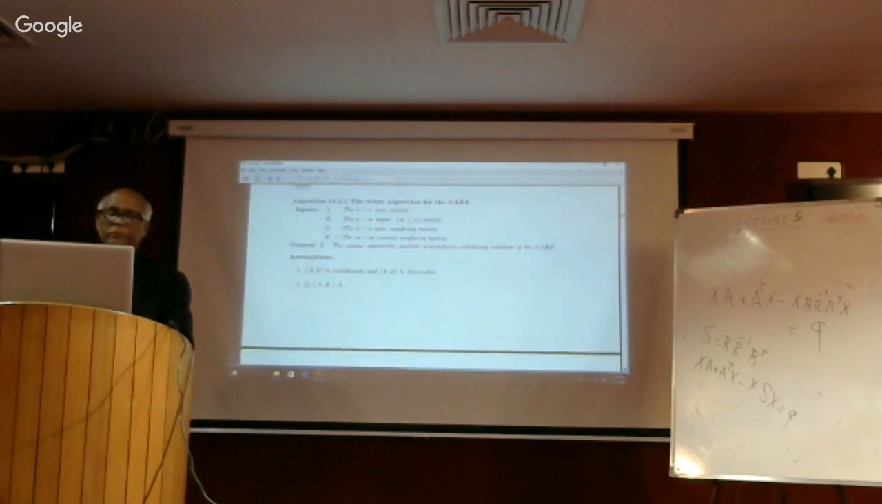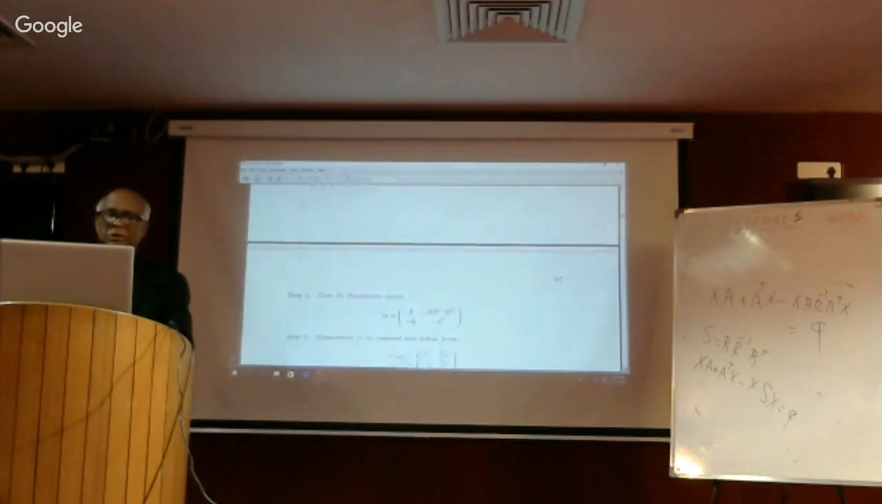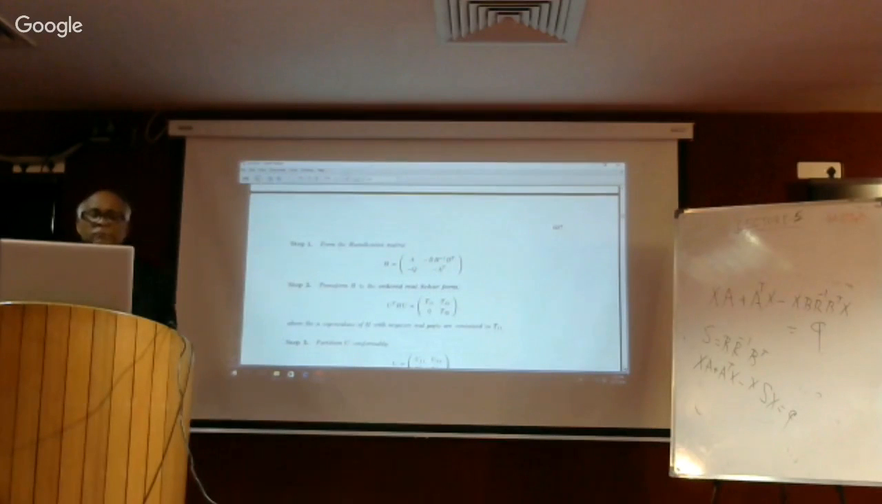The assumption is, as I said yesterday, that (A, B) should be stabilizable and (A, Q) should be detectable. The first step is to form this Hamiltonian matrix, H = [A, -S; -Q, -A^T], from the Riccati equation.